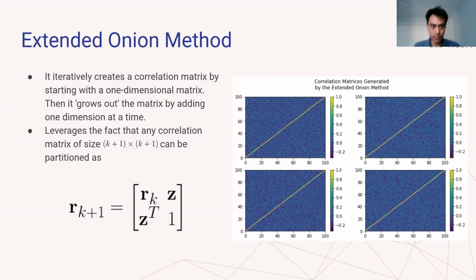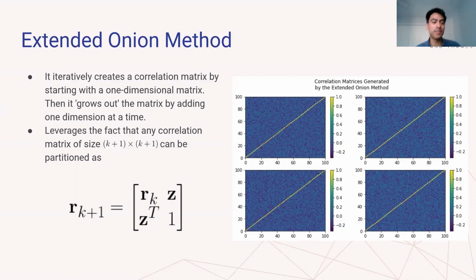And the reason that this is possible is the fact that any correlation matrix of a defined size can be partitioned in terms of a correlation matrix of a smaller size. And this is shown in the function we have here in the bottom left. So R is the correlation matrix, and we have the dimension of k+1 on the left.